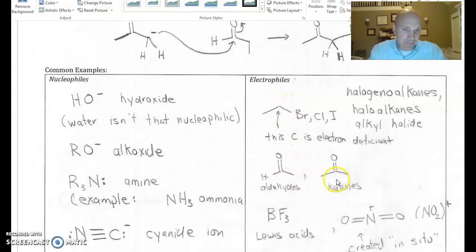Two other common electrophiles are either aldehydes or ketones, all right? And their electrophilicity comes from the fact that oxygen is more electronegative than the carbon that it's bound to, which pulls these electrons towards the oxygen, which creates a slight positive charge, or a delta positive, on that carbon right there, all right?